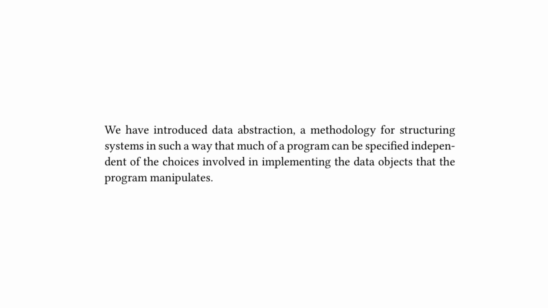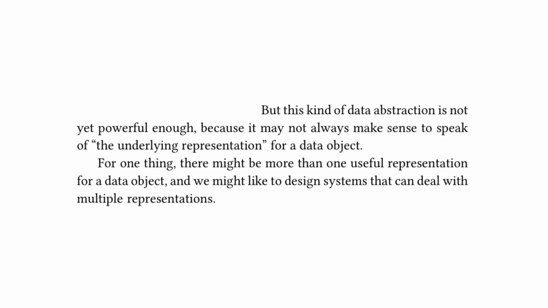The textbook starts off by stating, we have introduced data abstraction, a methodology for structuring systems in such a way that much of a program can be specified independent of the choices involved in implementing the data objects that the program manipulates. The textbook then goes on to state, but this kind of data abstraction is not yet powerful enough because it may not always make sense to speak of, quote, the underlying representation, end quote, for a data object. For one thing, there might be more than one useful representation for a data object, and we might like to design systems that can deal with multiple representations.